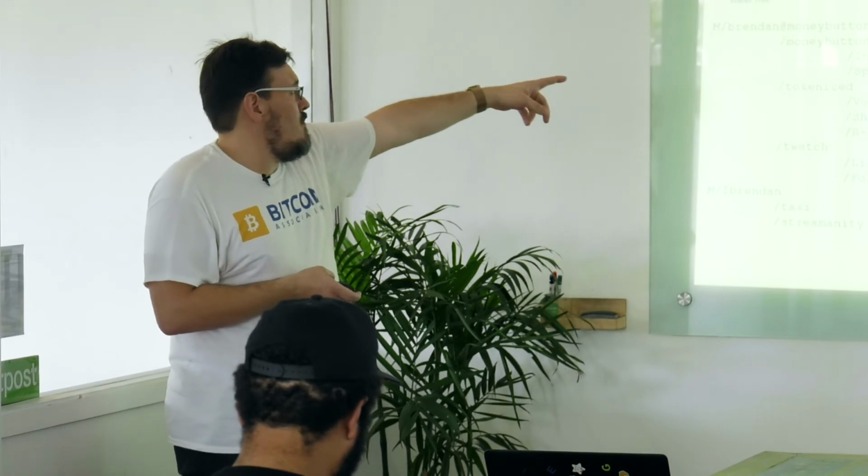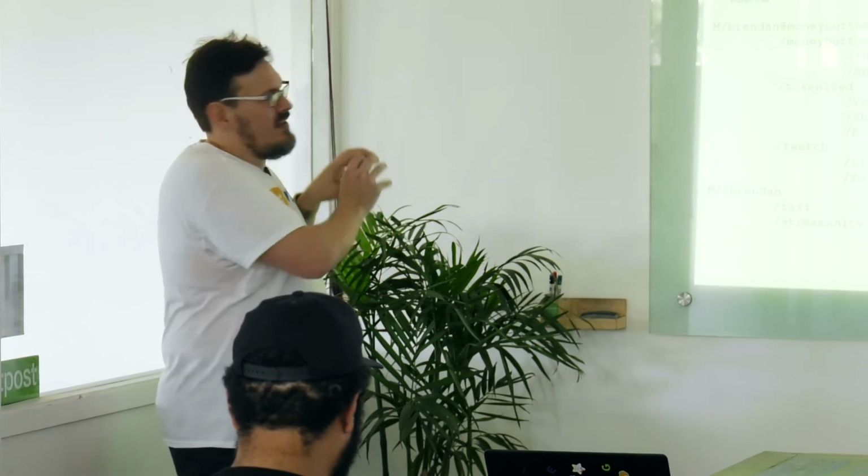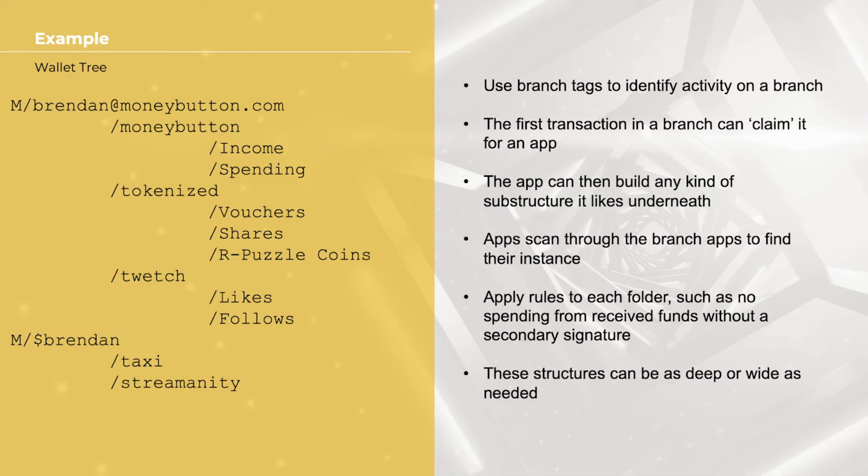So yeah, you can apply different rules to each folder. You can say that where my Money Button income comes in, Money Button won't spend from that folder until I've moved it out and into another, like the spending folder. You can bring Money Button income in from a particular web page into its own branch and treat that differently to other parts of your tree. But the key thing is that all of your Bitcoin is held in a single structure that you can treat almost like a file system.